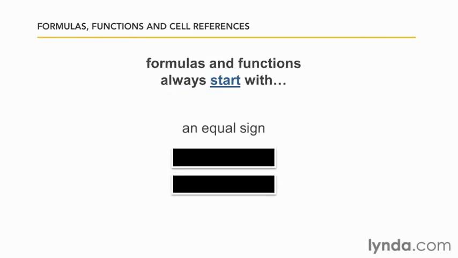There's never any exception. When you're calculating on pencil and paper, well, the equal sign comes in the middle, doesn't it? Well, that's not the way it is with Excel. With Excel, you always start it at the beginning. So let's talk a little bit about formulas.